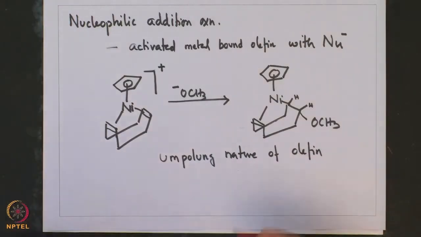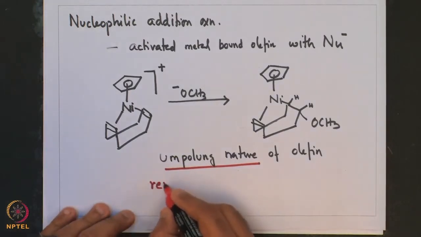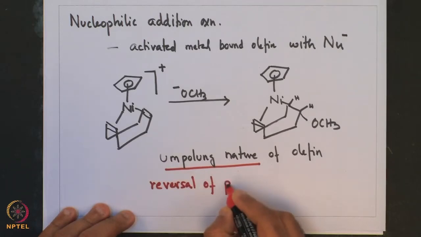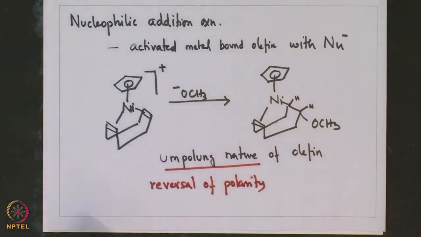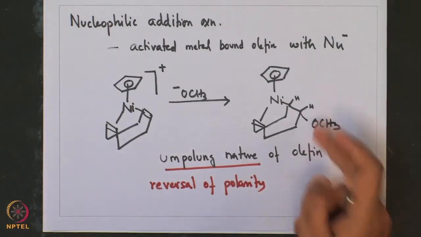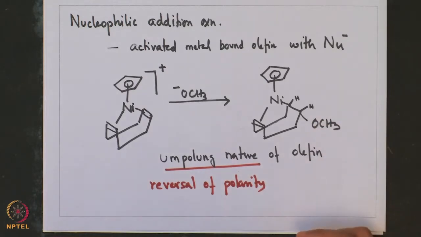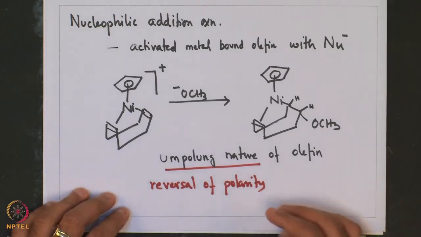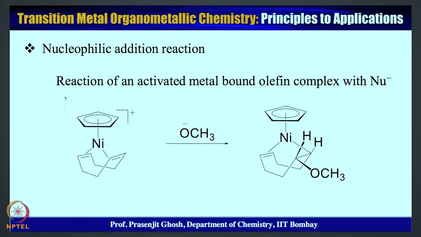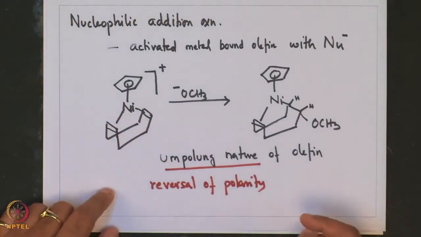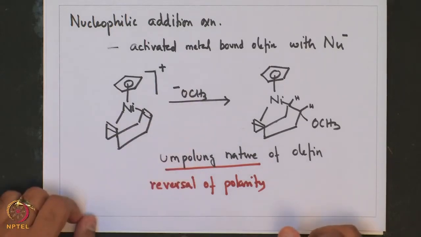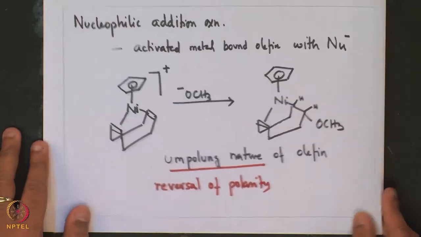So, umpolung reactivity is a very important concept, which means reversal of polarity, and that has been very cleverly exploited in organometallic chemistry for synthesizing transition metal sigma alkyl complexes. Now, just a brief discussion on this. Olefins, when unactivated, are very electron rich and would not be attacked by a nucleophile, whereas they would normally be attacked by electrophiles. But the same olefin, when activated by metal as shown over here, can be attacked by a nucleophile. And this is what is called reversal of polarity or the umpolung nature.